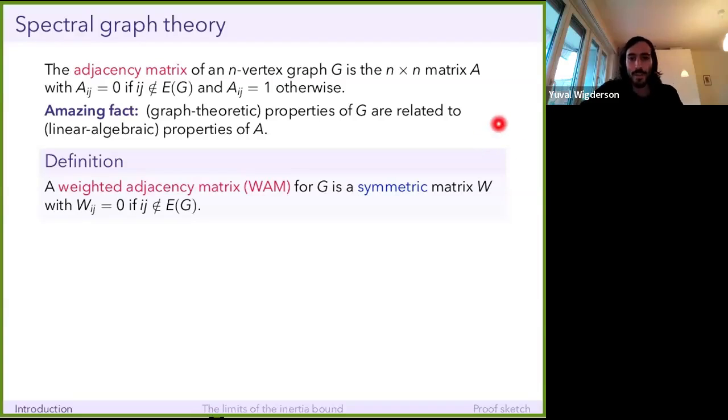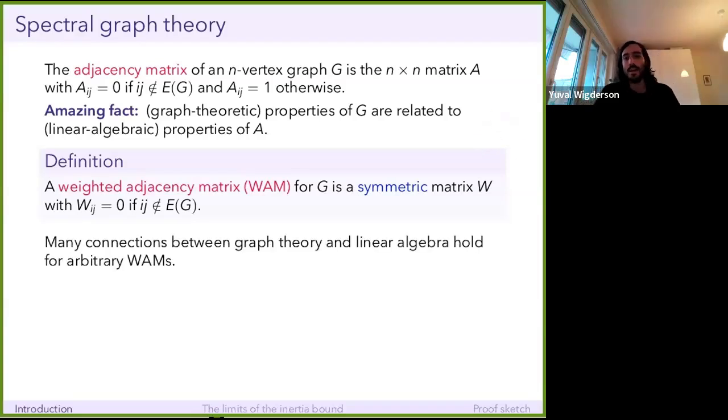And an extension of the amazing fact above is that many of the amazing connections actually go through even in this more general setting if you generalize them appropriately. This is extremely useful in graph theory. You can often learn a lot about graphs from this. And often a big difficulty is understanding what is a good weighting to choose. So what is a good weighted adjacency matrix to choose?